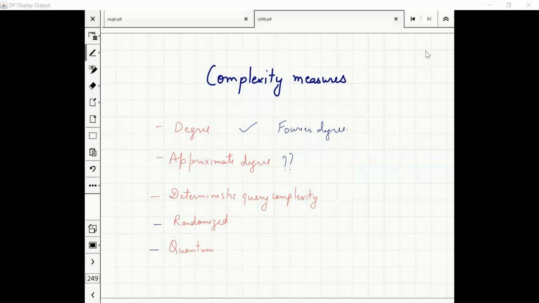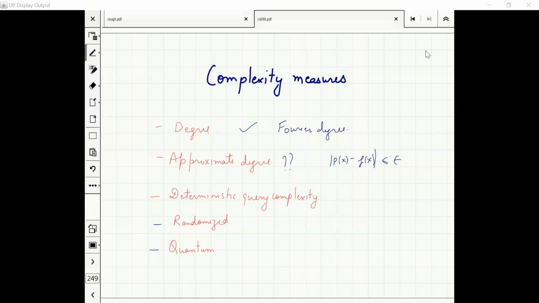And when we talk about approximate degree in this area, in this literature, generally that approximation is the L infinity approximation. That means the polynomial should approximate f at every point. This should be less than or equal to epsilon. And then we find the best possible degree or minimum degree of a P which approximates f.